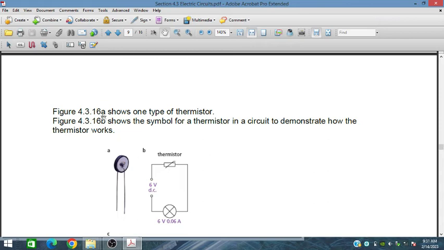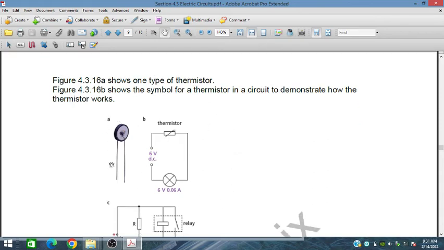Figure 4.16a shows a type of thermistor. This is the thermistor. Figure 16b shows the symbol for a thermistor in a circuit to demonstrate how thermistors work. So this is the thermistor and how it works.